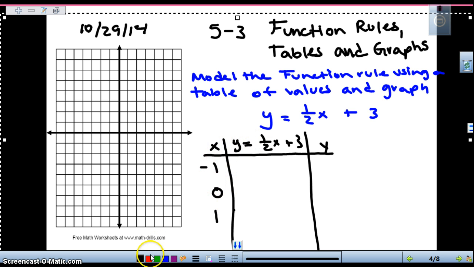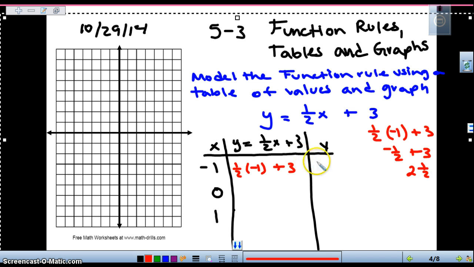What we're doing next is we're going to substitute x with -1, so 1/2 times -1 plus 3. 1/2 times -1 plus 3 means -1/2 plus 3 is equal to what? 2.5.